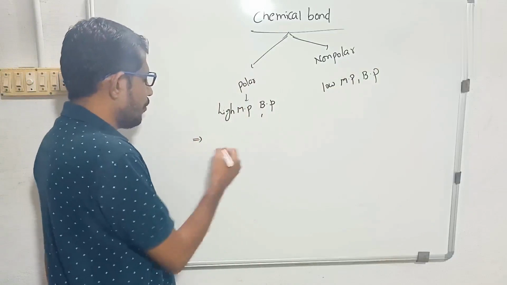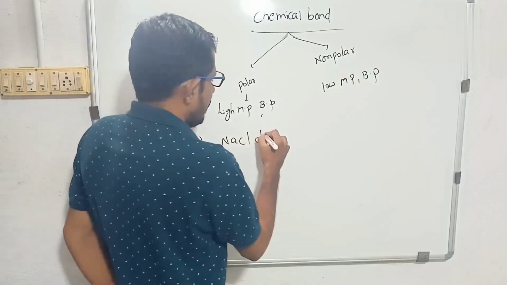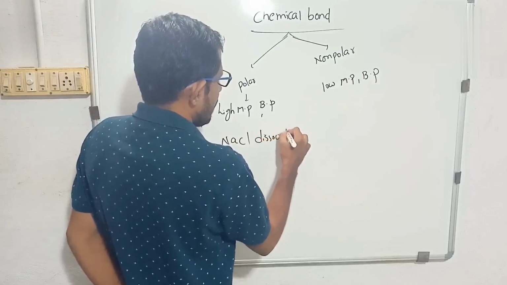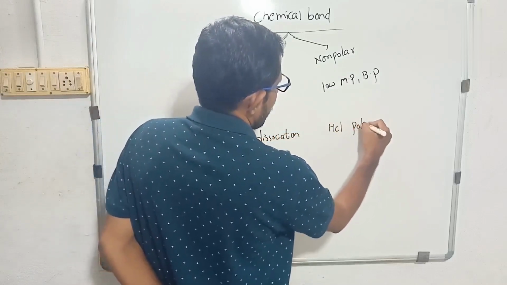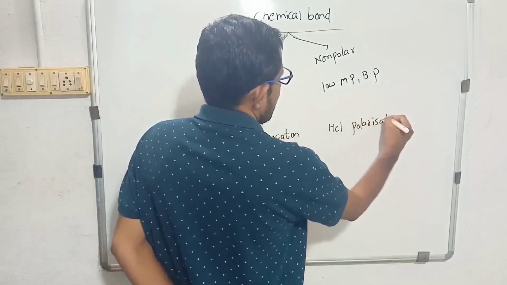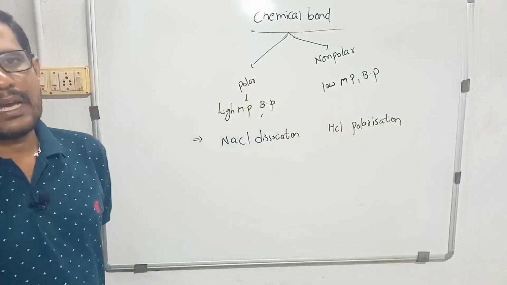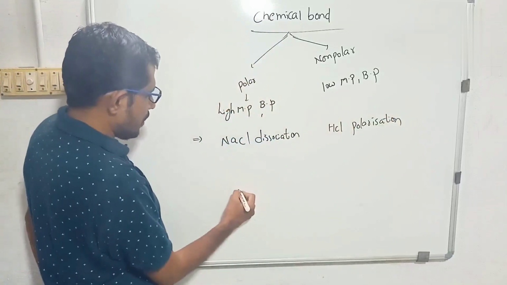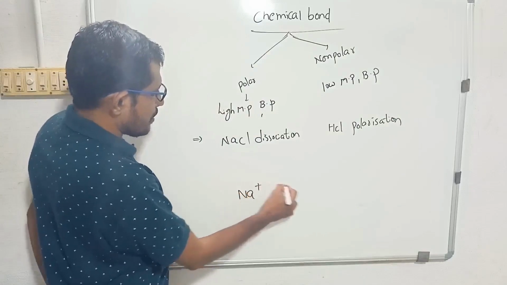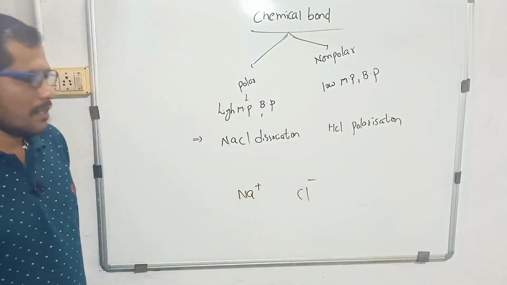At last, I will show you. I told you NaCl dissociates in water, and HCl ionizes in water, right? Now I will show you how an NaCl molecule dissociates in water. If you take NaCl, it will dissociate into Na plus and Cl minus ions.